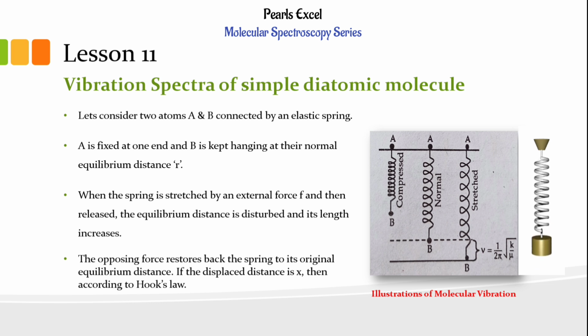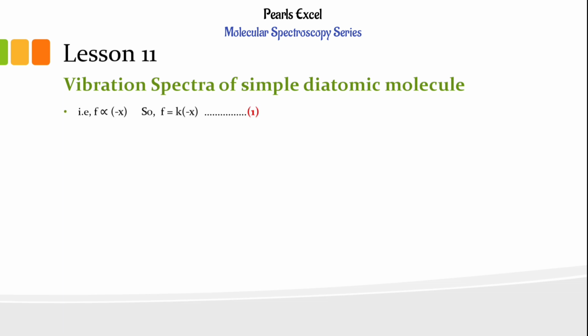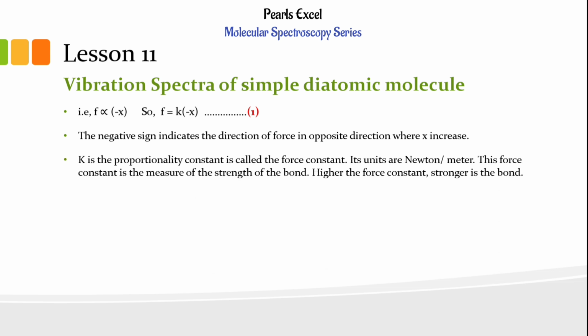If the displaced distance is x, then according to Hooke's law, F is directly proportional to minus x. So F is equal to minus k x. This equation is assigned as equation number 1. The negative sign indicates that the direction of force is opposite to the direction in which x increases. k is the proportionality constant called the force constant. Its units are Newton per meter.